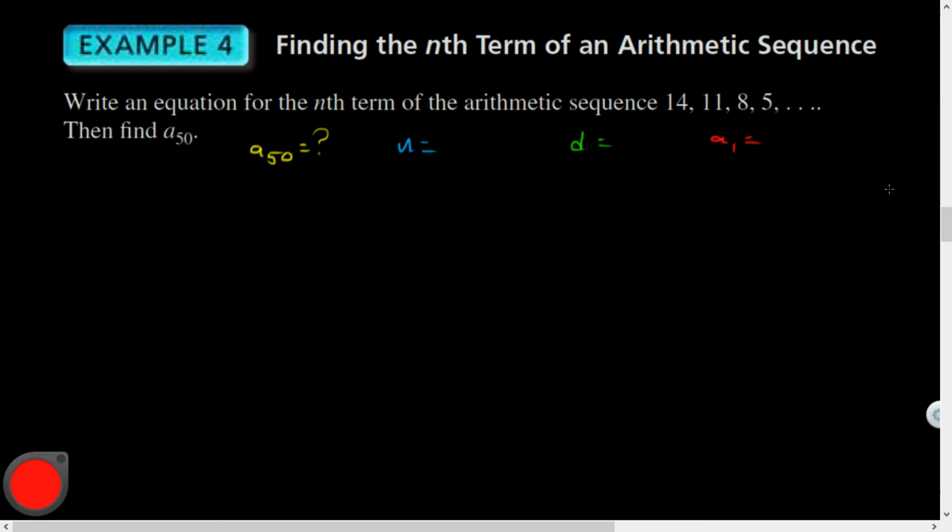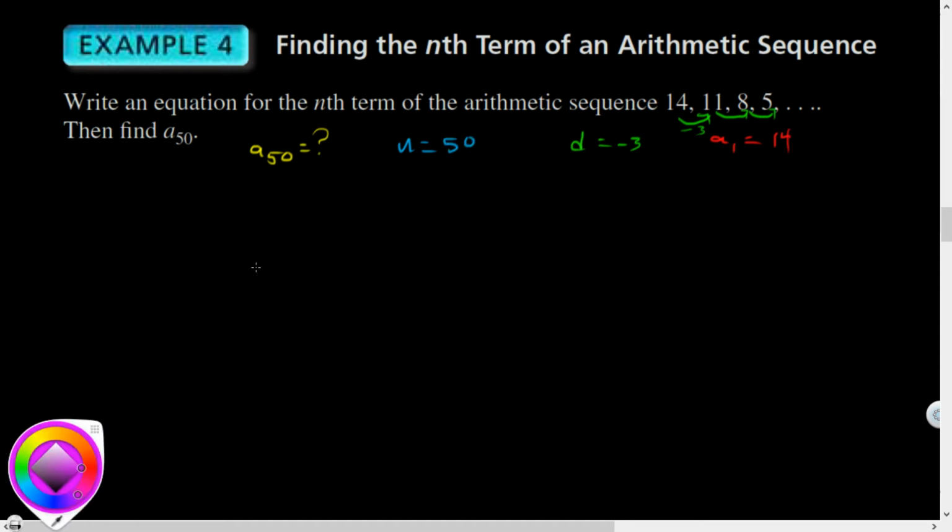Let's start with the starting term, a sub 1. What is the first term in this list? Yep, so a sub 1 is 14. Little trickier, what is the common difference? Positive 3 or negative 3? Right, it's decreasing by 3. Common difference is negative 3. What is the position of the term that I'm looking for? They want me to find a sub 50, so that means n is equal to 50.